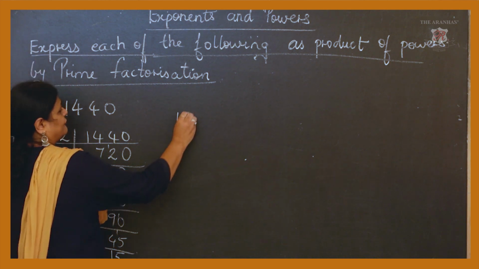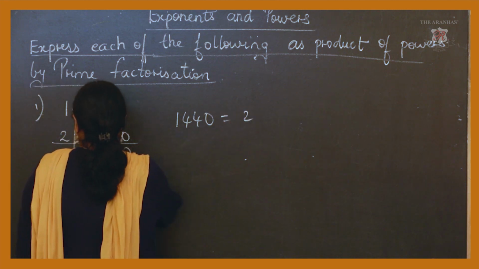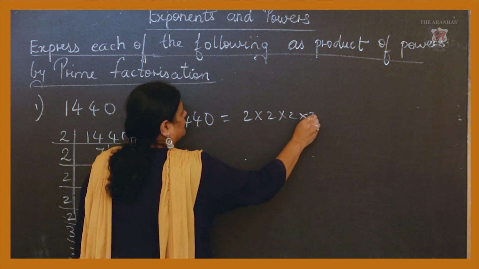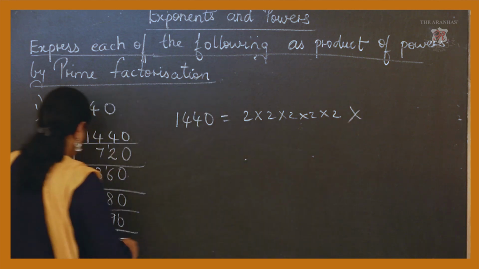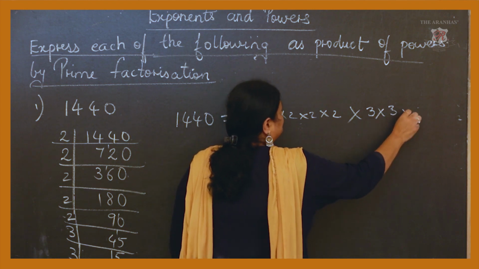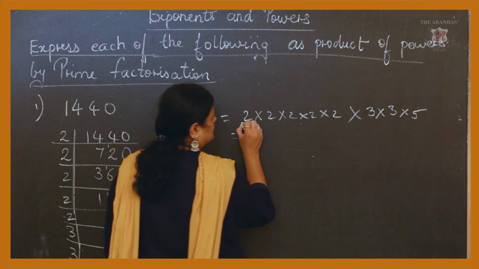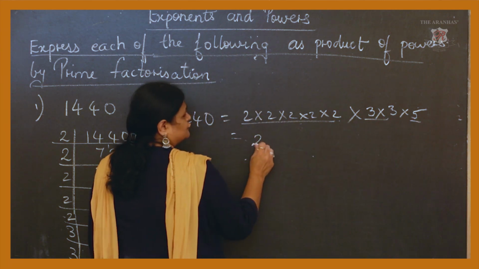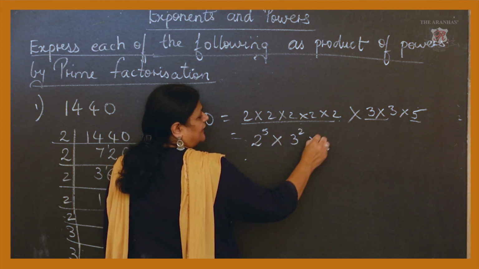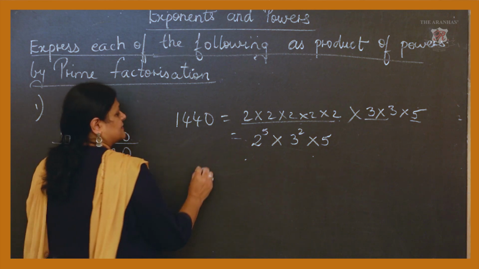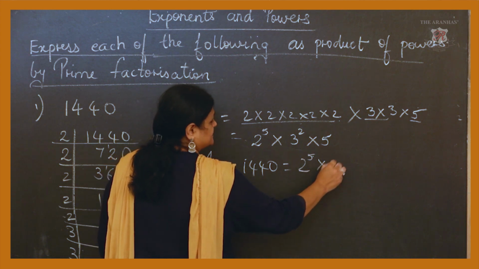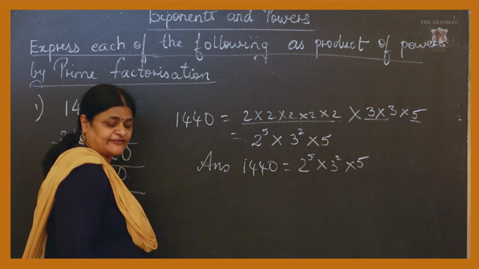So here your 1440 is equal to 2 multiplied 5 times, into 3 into 3 into 5. So that is equal to 2 to the power of 5 into 3 square into 5. So this will be the answer. 1440 is equal to 2 to the power of 5 into 3 square into 5.